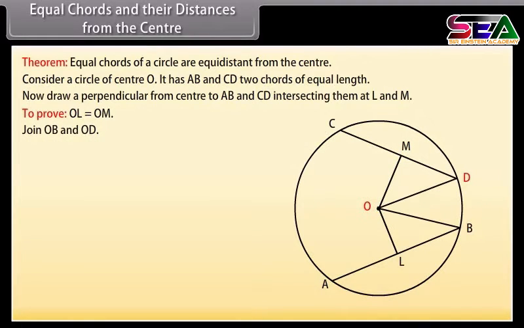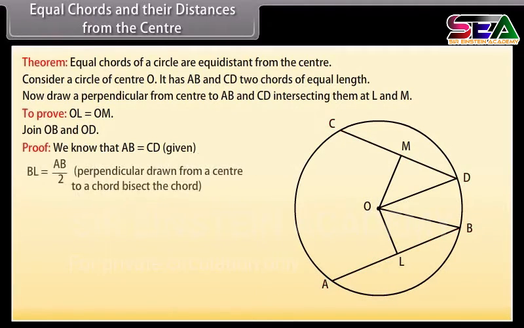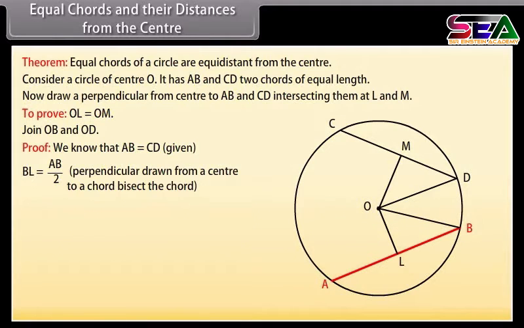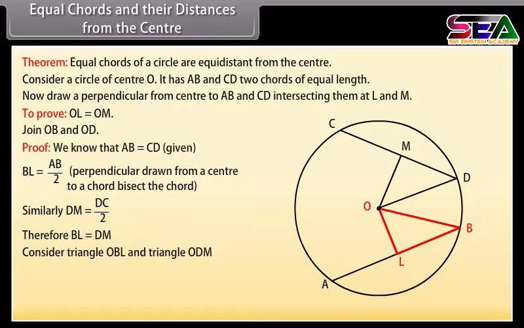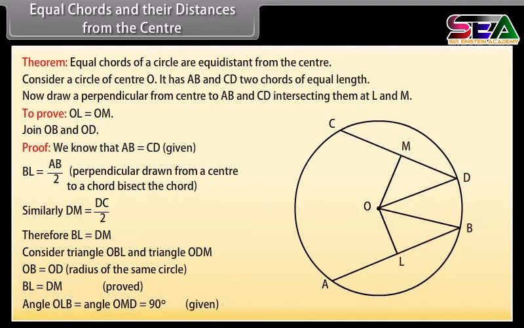Join OB and OD. We know that AB is equal to CD, given. BL is equal to AB upon 2, as the perpendicular drawn from the center to a chord bisects the chord. Similarly, DM is equal to DC upon 2. Therefore, BL is equal to DM. Consider triangle OBL and triangle ODM. OB is equal to OD, radius of the same circle. BL is equal to DM, proved. Angle OLB is equal to angle OMD, which is equal to 90 degrees, given.